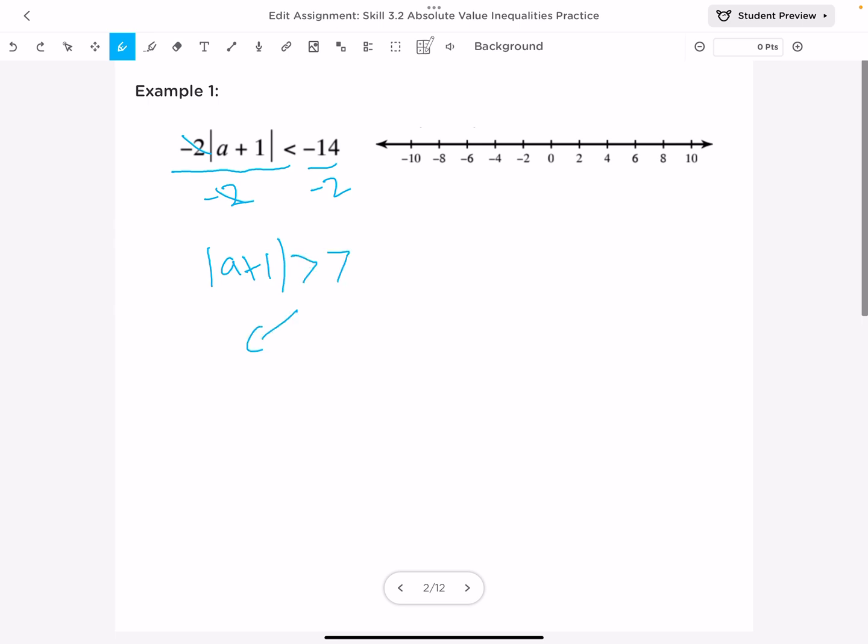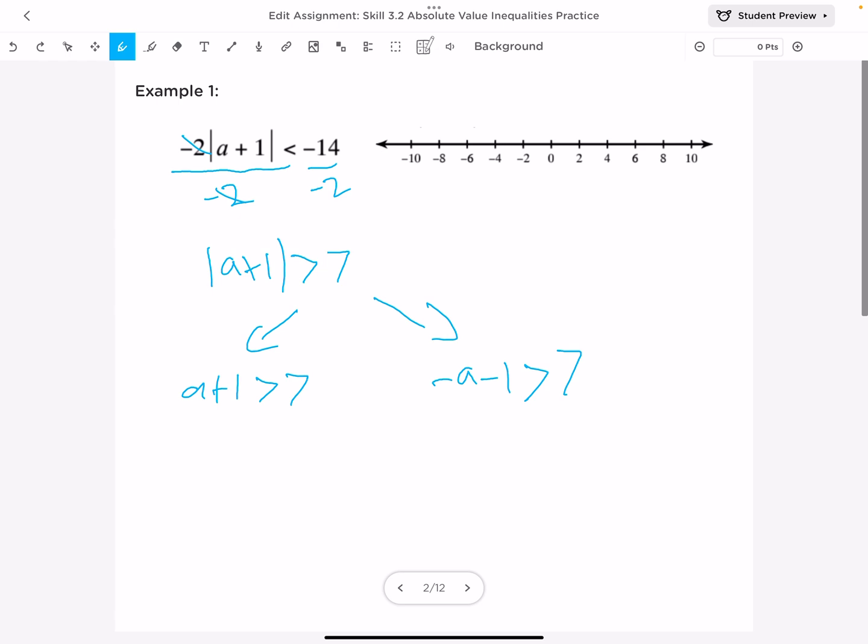Now, once again, we split into two inequalities. We drop the absolute value and keep it the same. A plus 1 is greater than 7. And negative a minus 1 is greater than 7. All right, that's a greater than sign. That's a 7. All right.